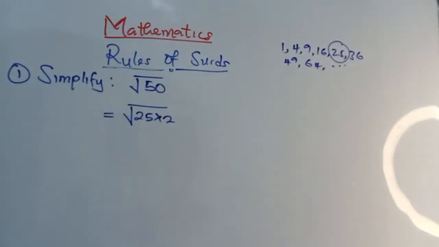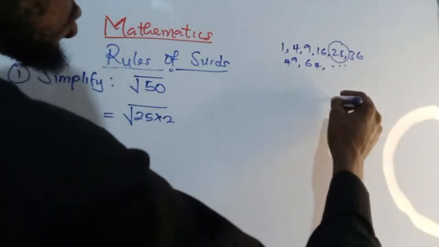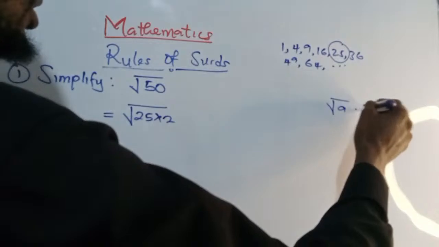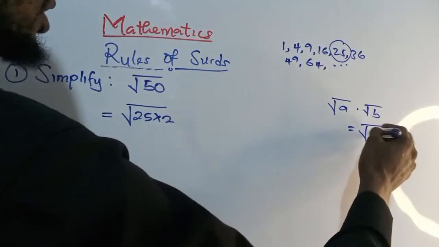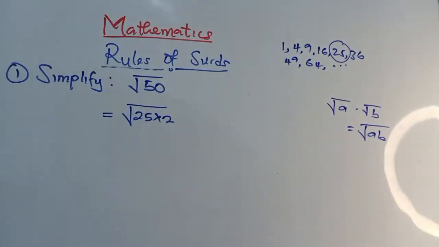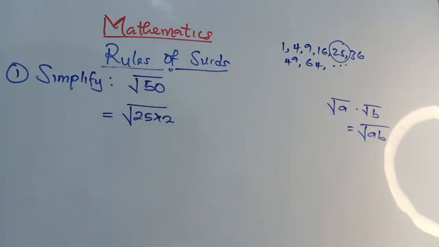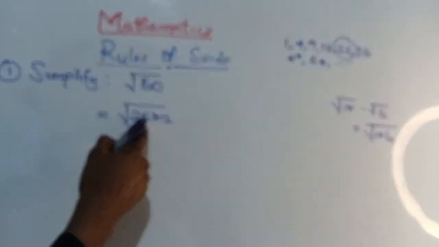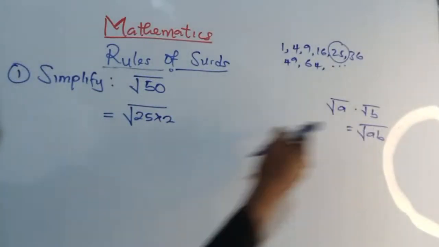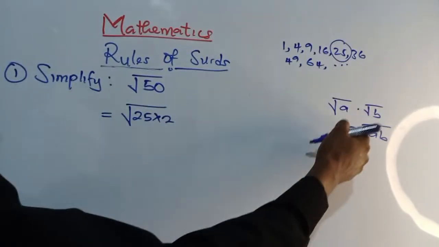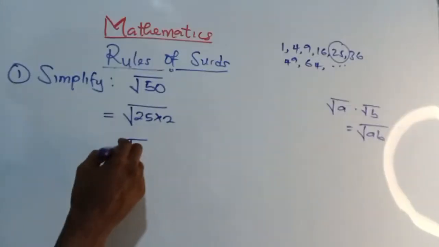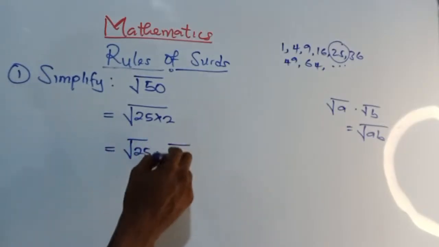Now let's apply one of the laws that I gave earlier. The law says that if you have root A multiplied by root B, it gives us root AB, and we can move either way. Here we're going to apply it from this form to that form. So we have root 25 multiplied by root 2.